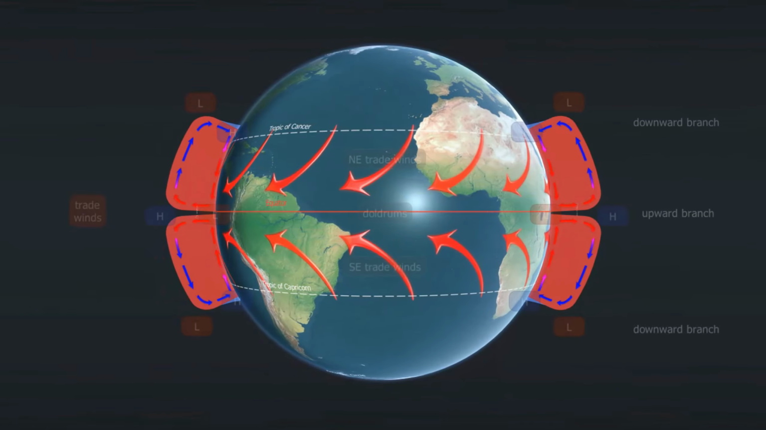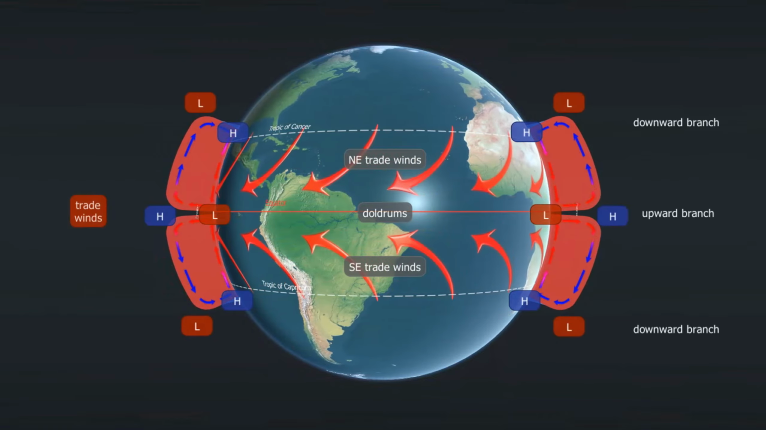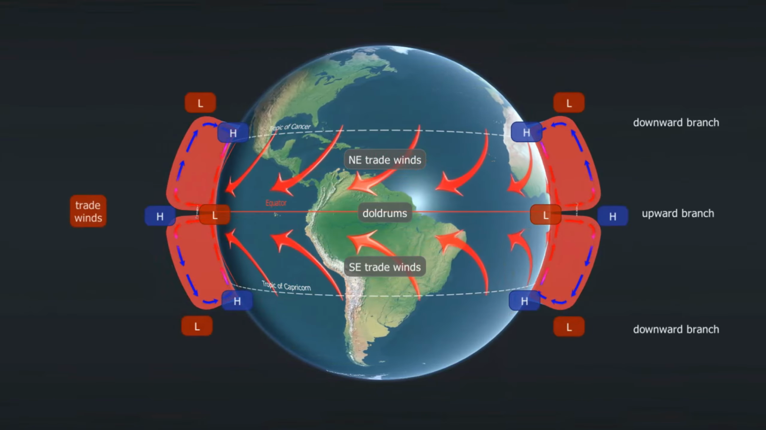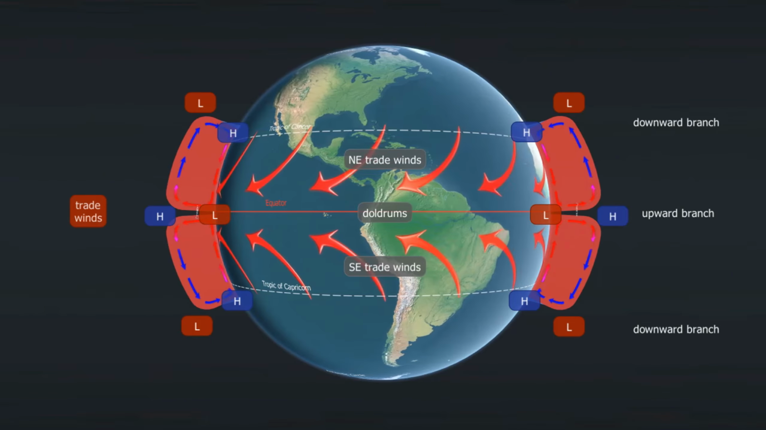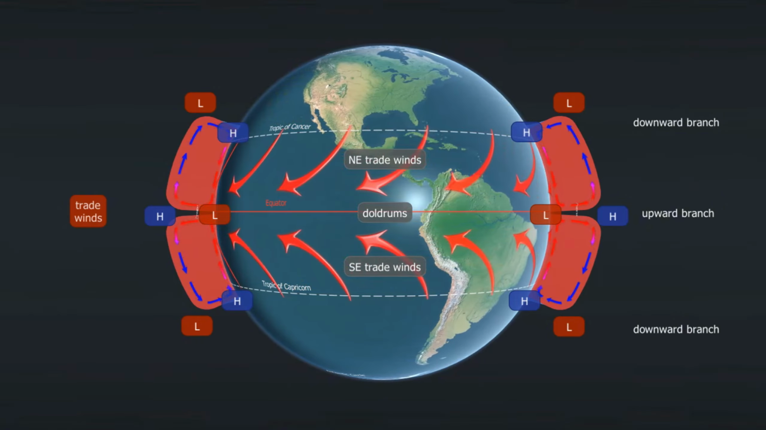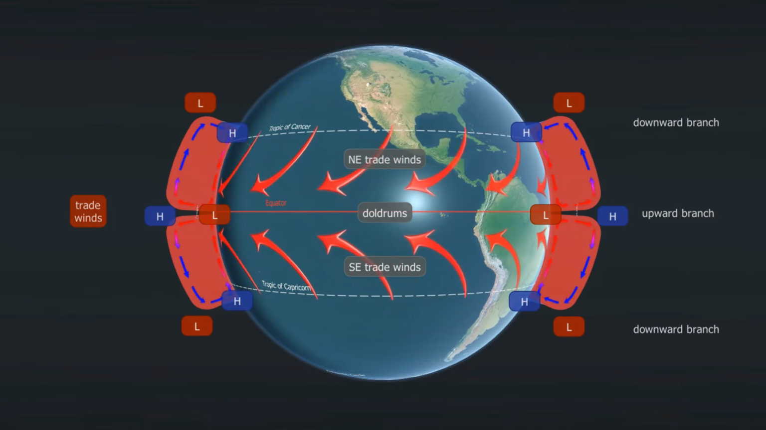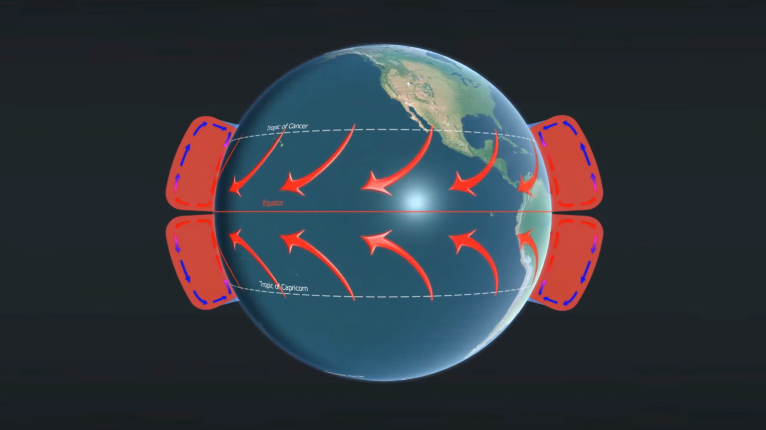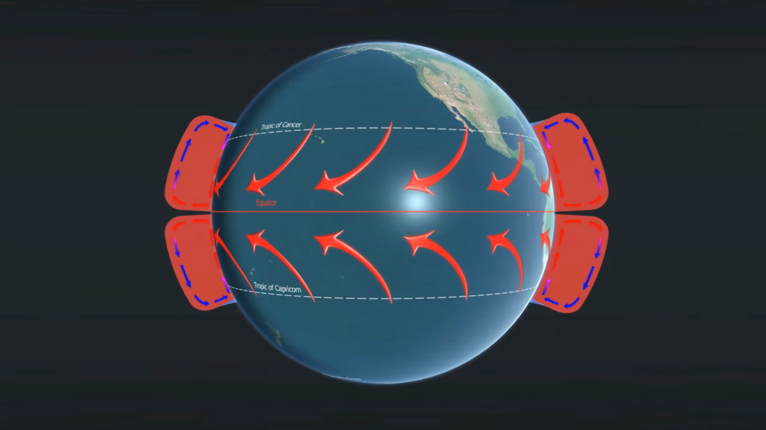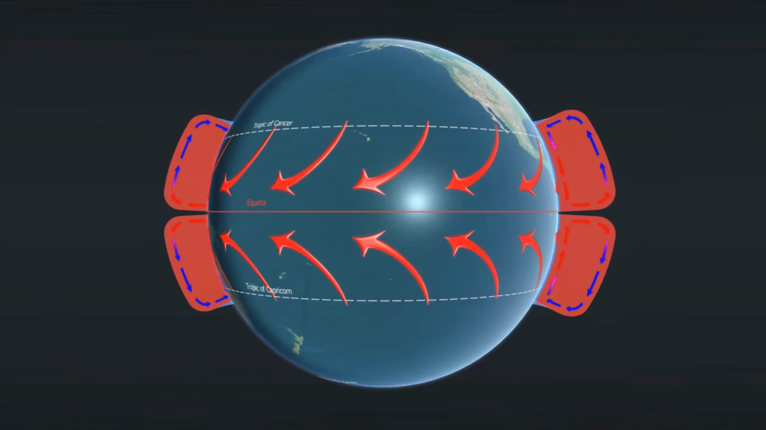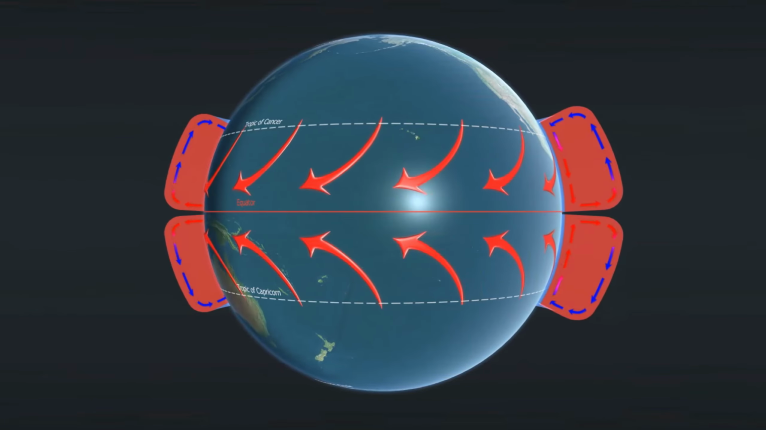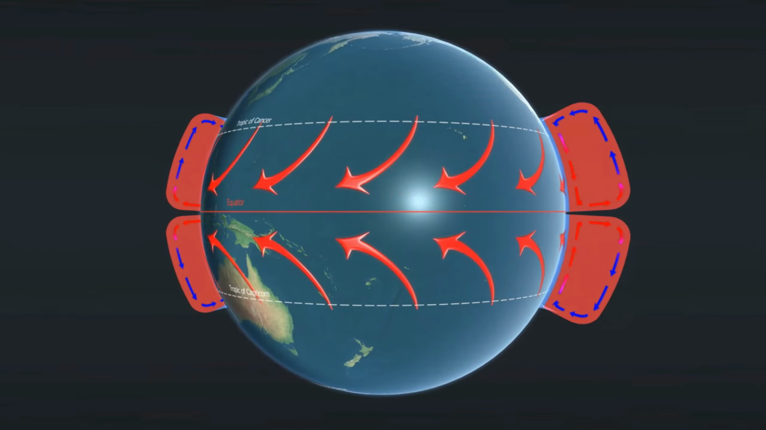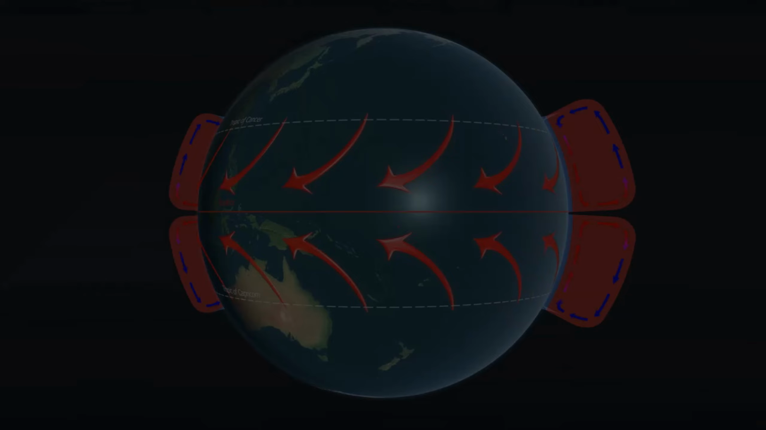Then, the high-pressure air flows towards the Tropic of Cancer and the Tropic of Capricorn. Around 25 degrees north and south latitudes, the large air mass sinks and returns to the low-pressure equatorial areas. The downward branch of the Hadley cell transports no moisture, which causes good conditions for deserts to form. The circulation of the Hadley cell is permanent.